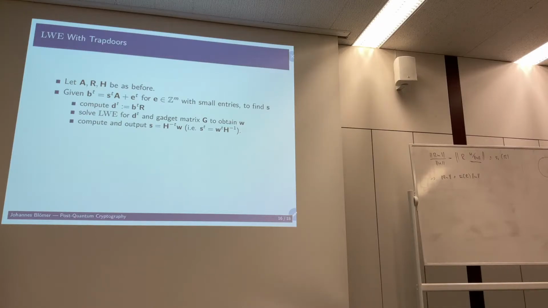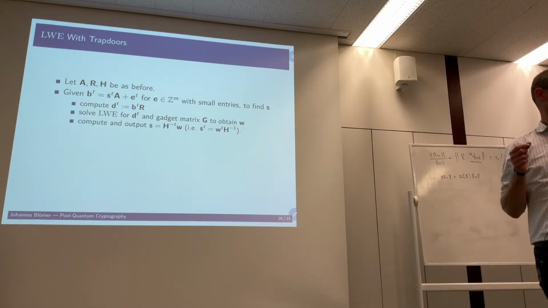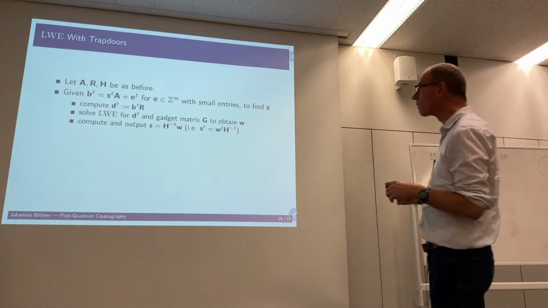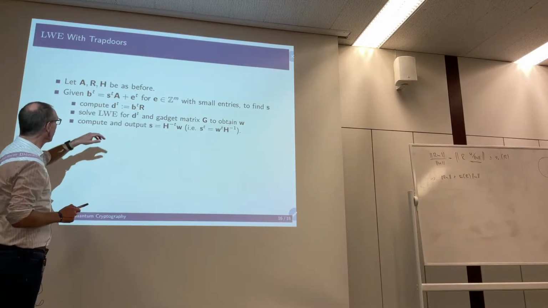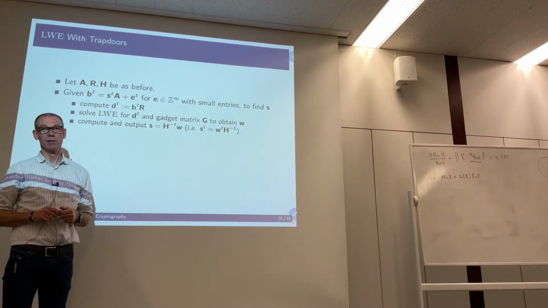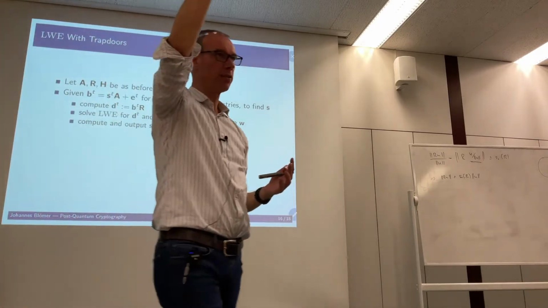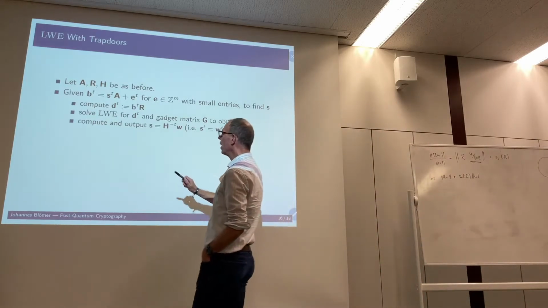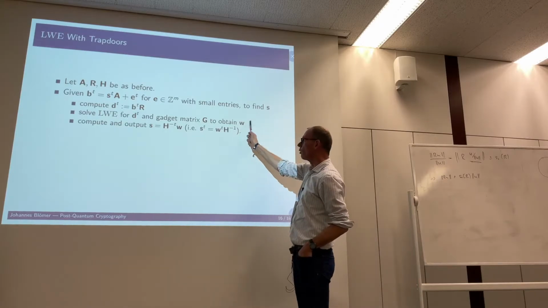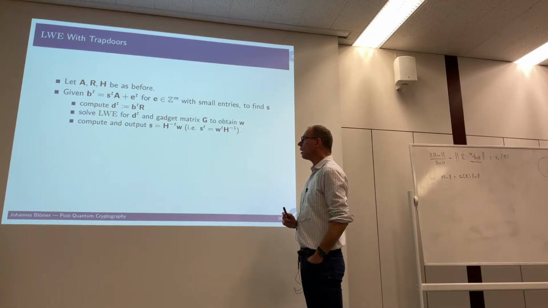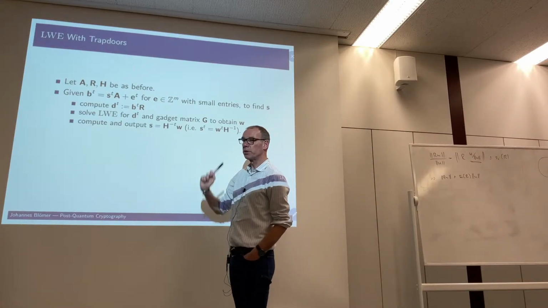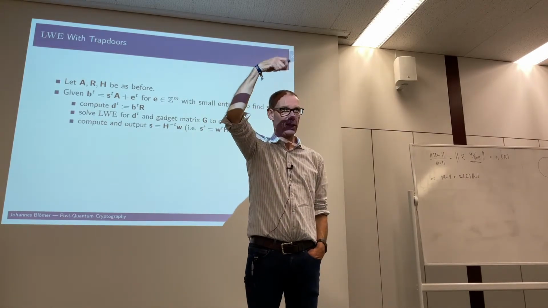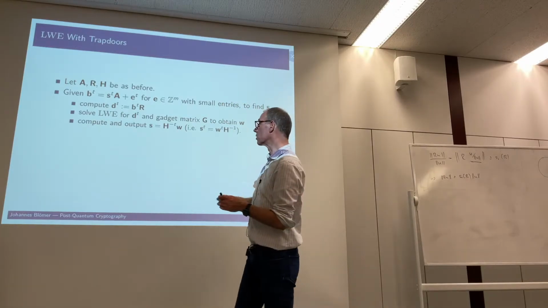So E again comes from the error distribution, and we assume that the error distribution with high probability produces errors with short entries. Not just short overall, but really short entries. Makes a difference sometimes. And what we do here now is we compute D transpose, which is B transpose times R. B transpose is a row vector, and so we multiply it to the left on R. Then we solve the LWE for D transpose and gadget matrix G to obtain some vector W. And then we output W times H to the minus 1 transpose. So the inverse of H, and then we transpose the matrix.